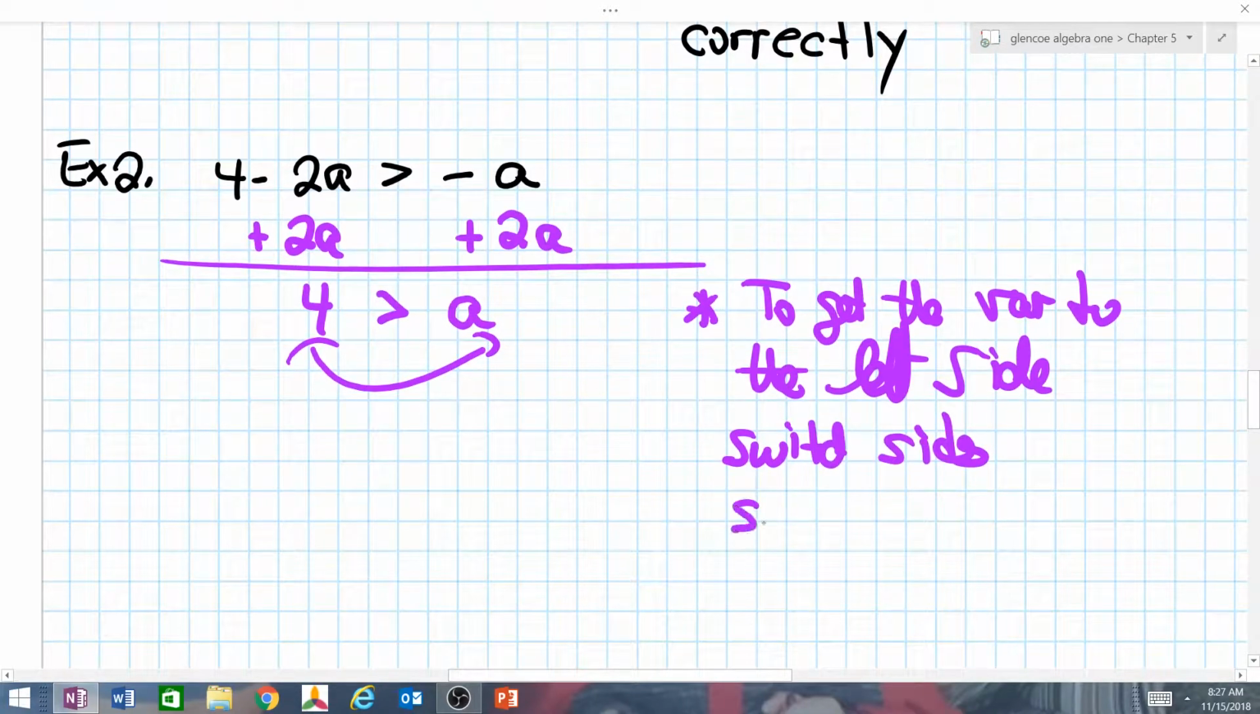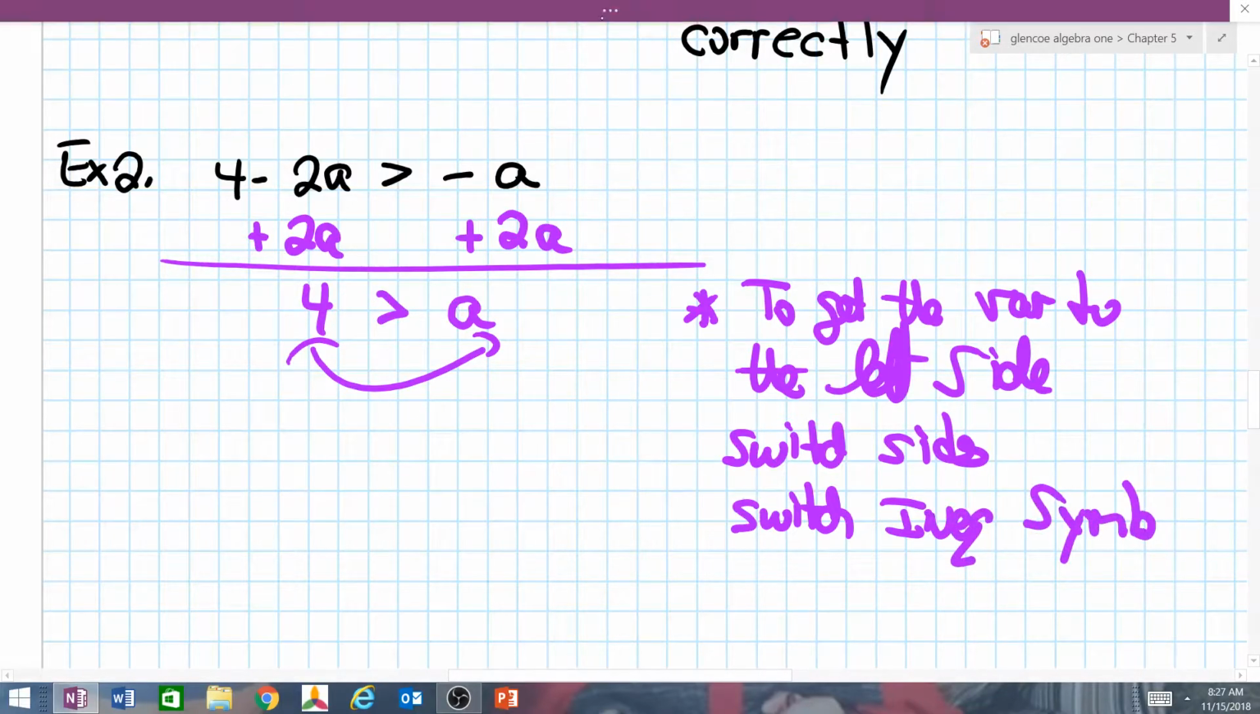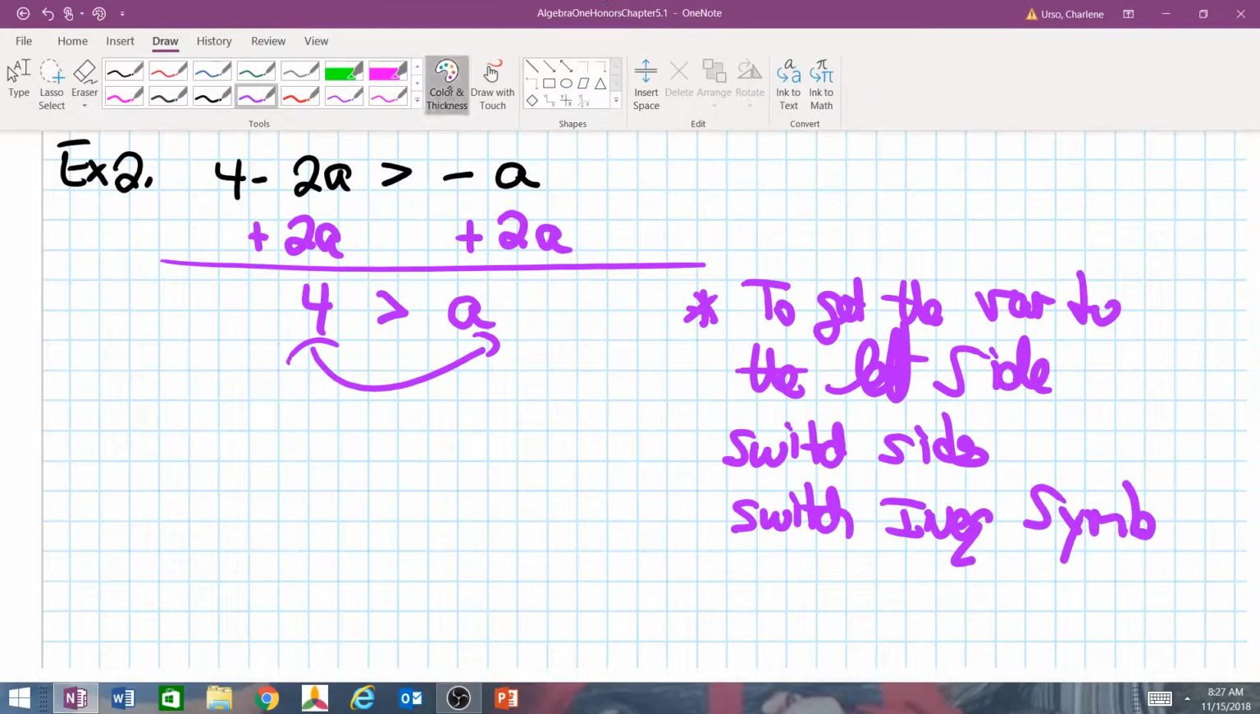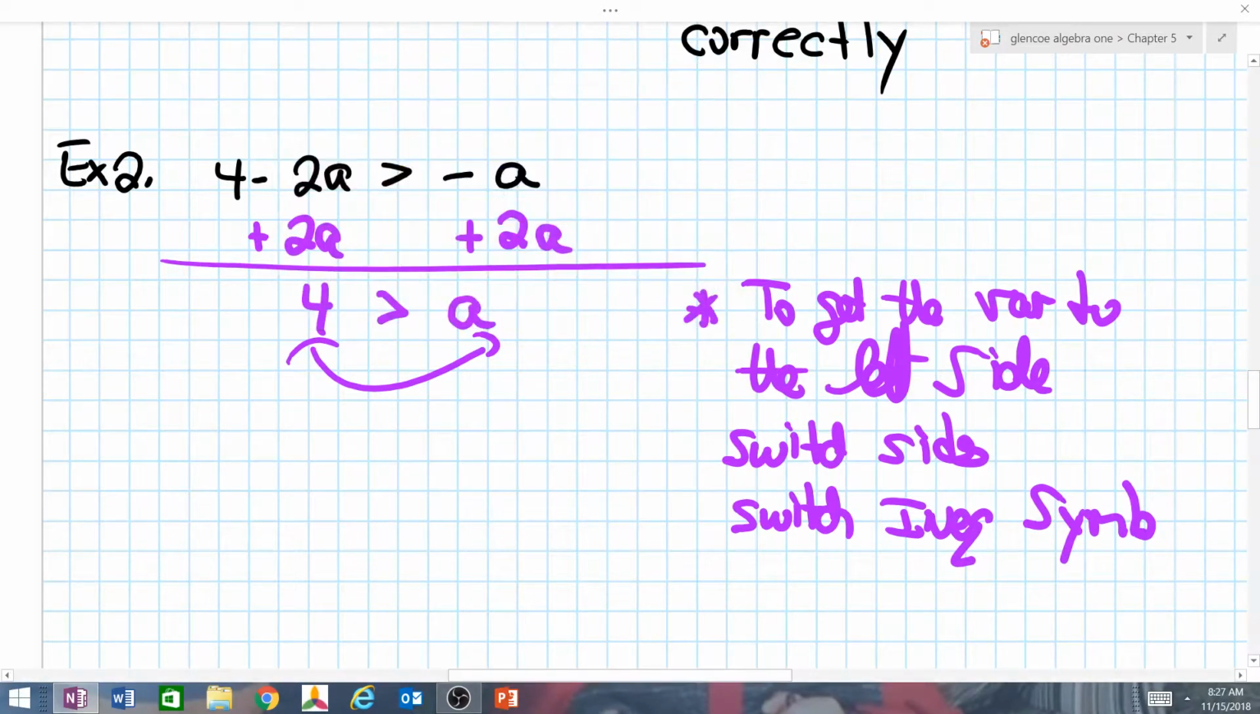And we have to switch inequality symbols. So this is how you would write the new inequality. The new inequality would be written as what? A goes on the left side, 4 goes on the right side, and we have to switch this inequality symbol, so this becomes A is less than 4. Does anyone have a question?